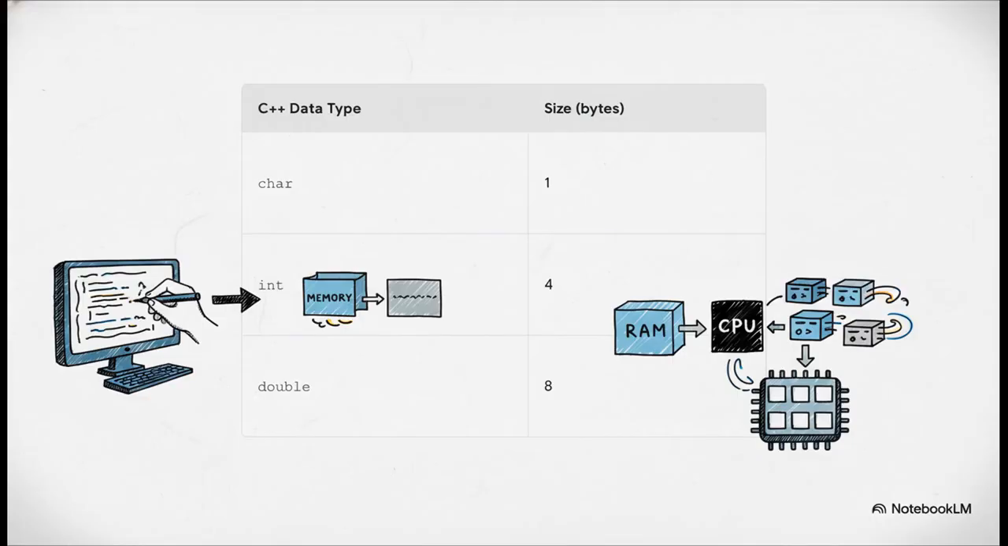And not everything fits into just one of these mailboxes. Different types of data need different amounts of space. For instance, a single letter, a char, only needs 1 byte. A standard whole number, an int, usually takes up 4 of those mailboxes. And a really precise decimal number, a double, needs a full 8 bytes. This is how a program knows how much space it needs to reserve on that workbench.